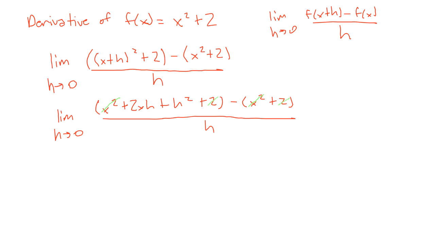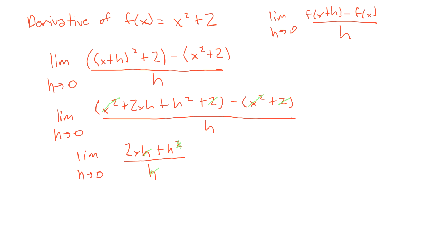And now this leaves us with the limit as h approaches 0 of 2xh plus h squared all over h. Well, there's a common factor of h in the numerator, and we also have an h in the denominator, so we can eliminate those. H, and then one of these h's.